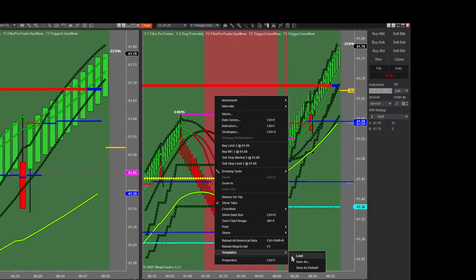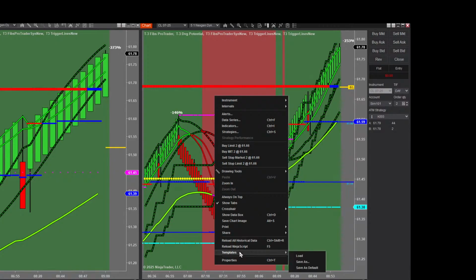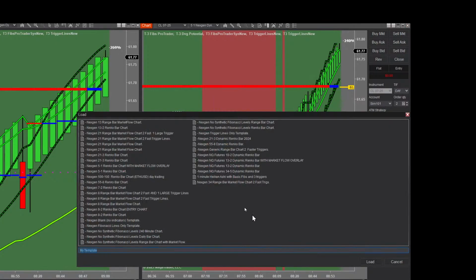Sometimes, Aaron, for whatever reason, you need to reload that template. So if you right click and go to templates and hit load, depending on what market you're on, you probably need to put that Nexgen 5-1 Renko chart on there. It's all my thunder, Cav. I just let you guys borrow it every now and then.